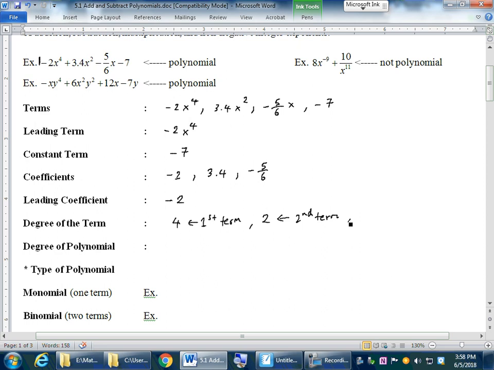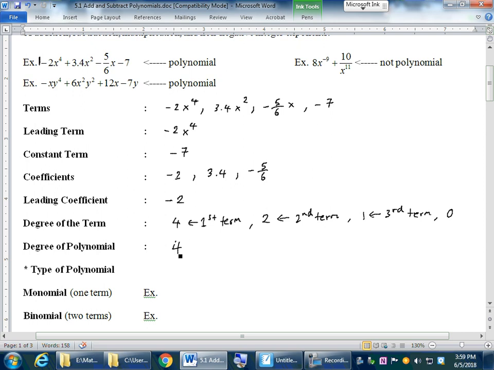And the degree of the third term is 1 because the variable has exponent 1. And if there are no variables in it, you can say that's 0 degree. That's your last term. And so the degree of a polynomial is basically the highest degree among the degrees of the terms. So in this case, the degree of the polynomial will be 4, for example 1.